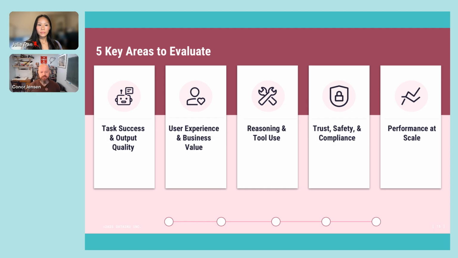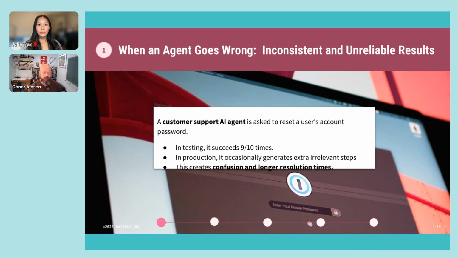And so how do you make sure that you're able to do this, not just on the test cases and on the build side, but that you still have that performance? You're not running into issues with latency. You're not running into other issues there. So these are the 5 things that we're going to talk through here. I'll give an example of each of these and then talk through some of the ways that we help to mitigate that. So the first one, task success and output quality.